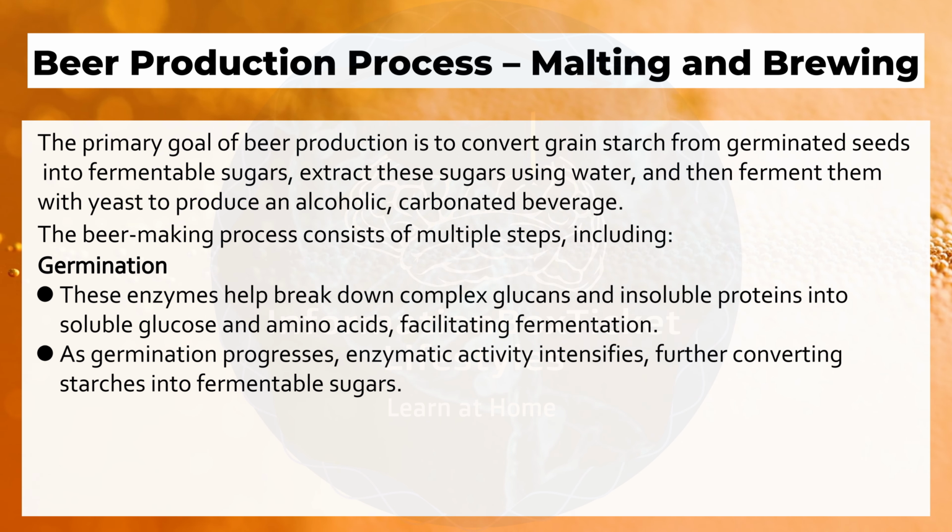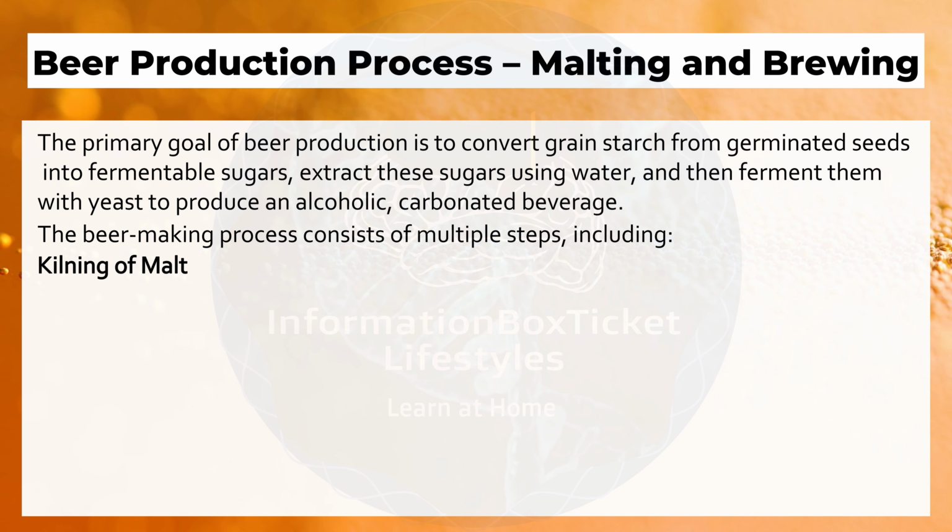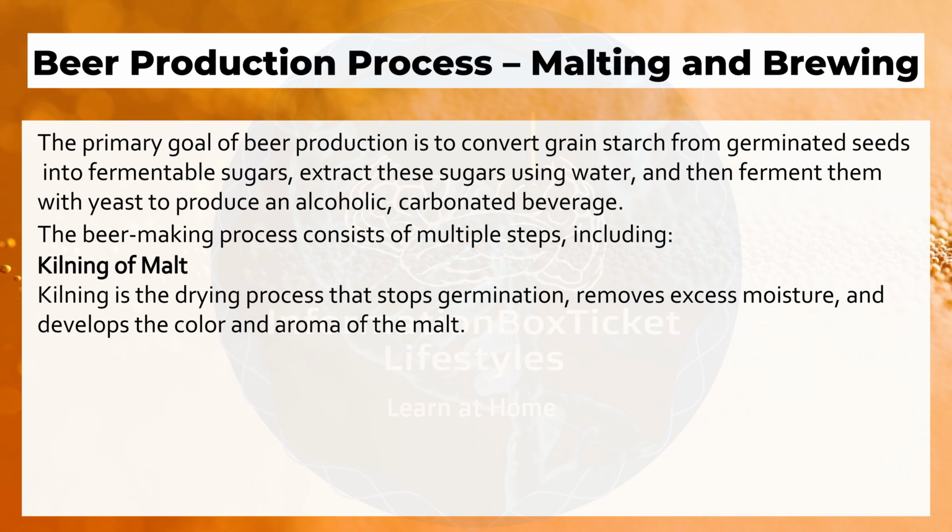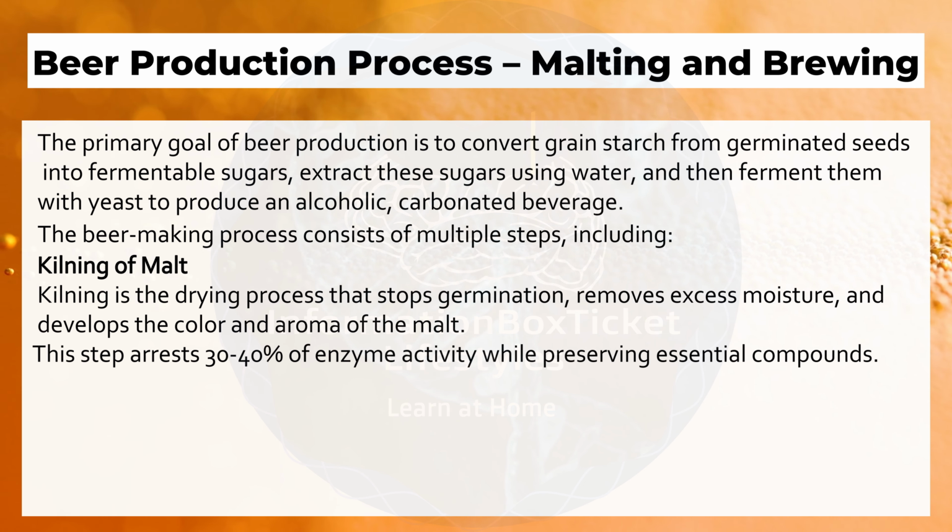As germination progresses, enzymatic activity intensifies, further converting starches into fermentable sugars. Kilning of malt. Kilning is the drying process that stops germination, removes excess moisture, and develops the color and aroma of the malt. This step arrests 30 to 40% of enzyme activity while preserving essential compounds.